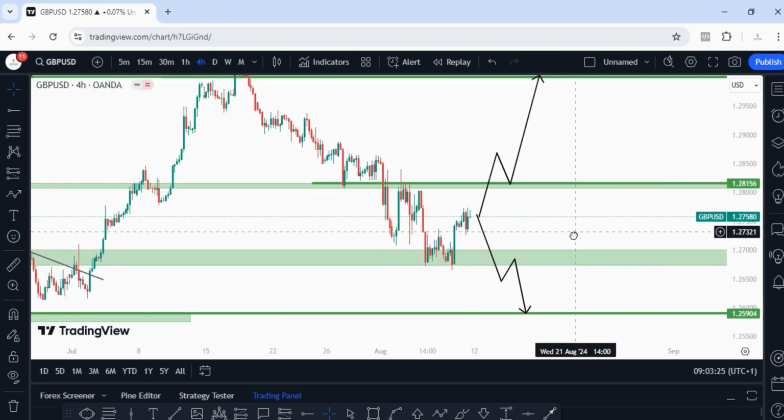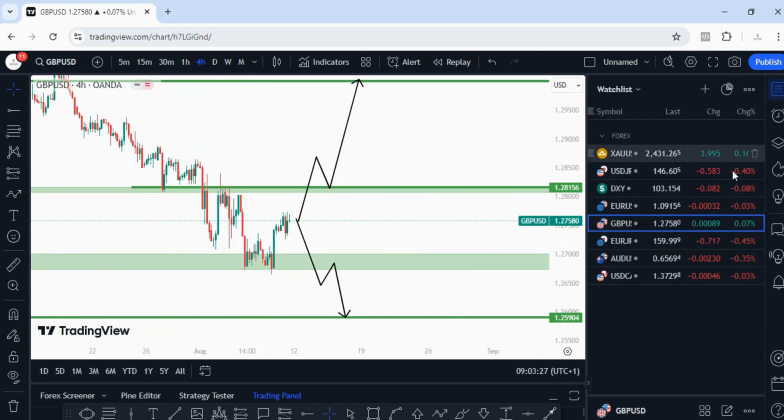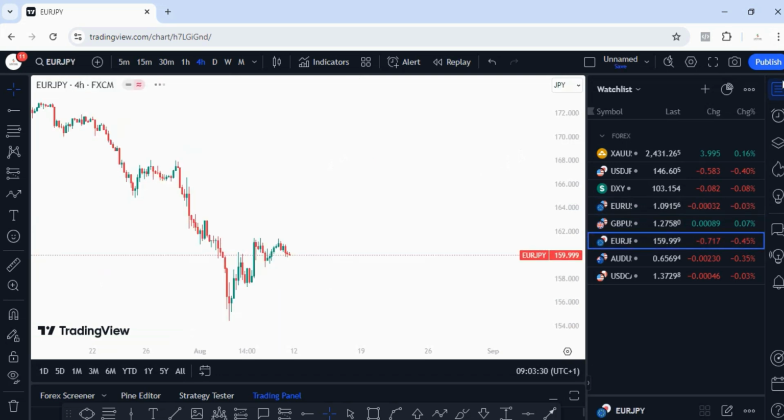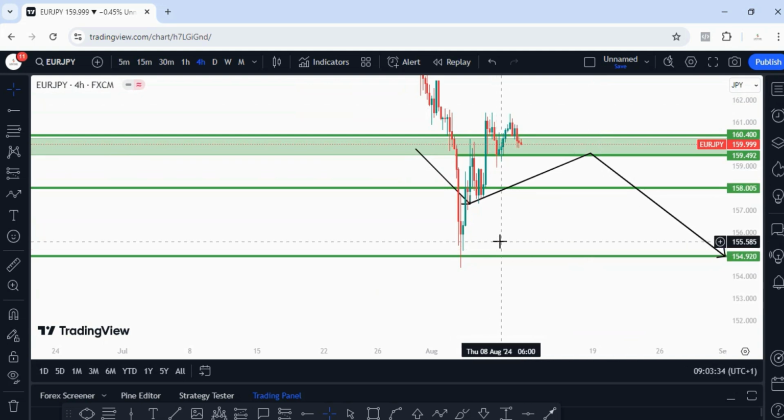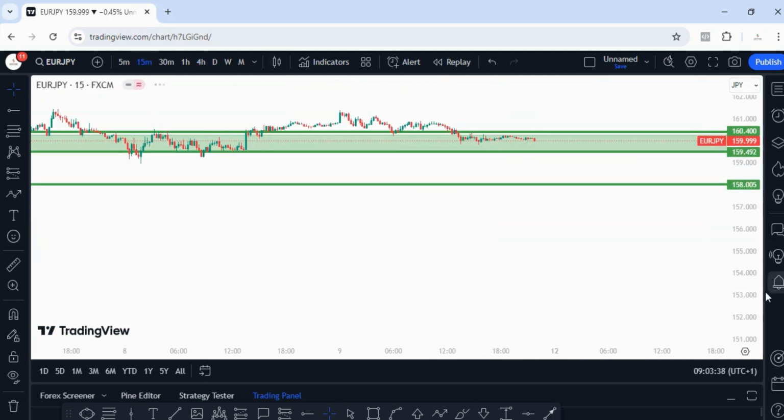Long move to the upside. All right, so those are my bullish and bearish scenarios on GBP USD. So the next on my list is EURJPY.